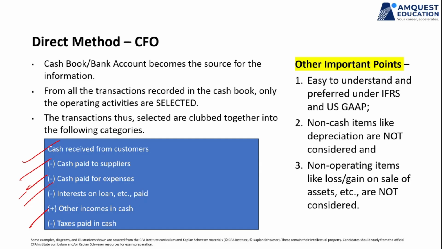Now the cash book or the bank book statement can become the direct source of information. If you don't want to do all these equation calculations, you can straight away take the cash book or the bank statement, and from that you can estimate your cash flow from operation numbers.